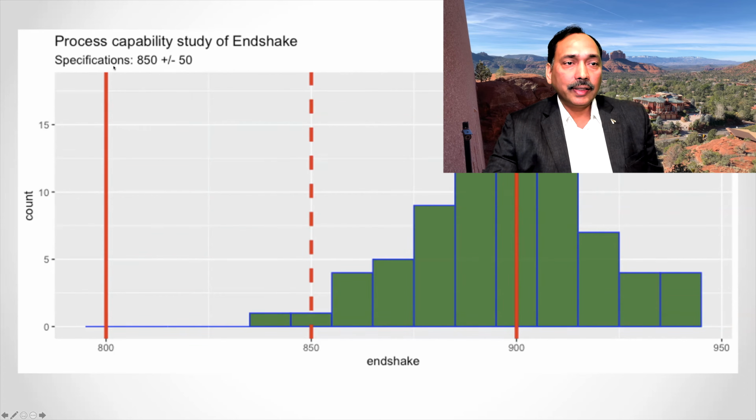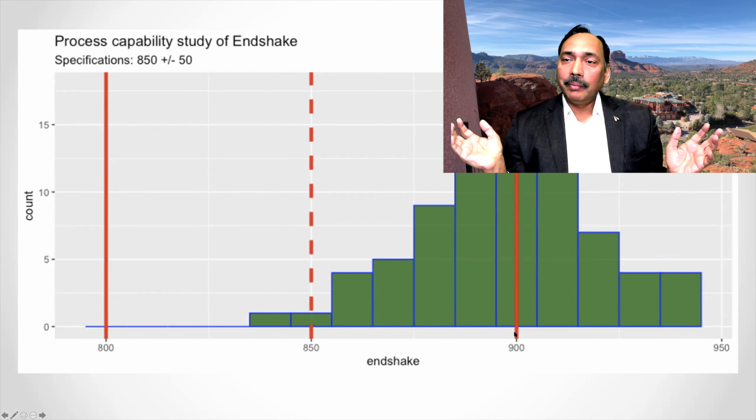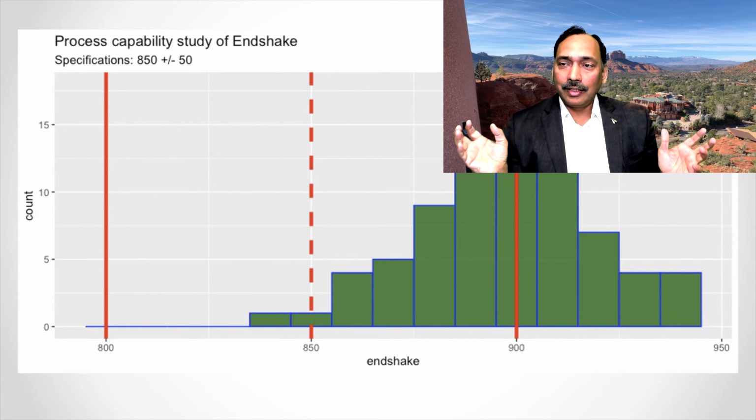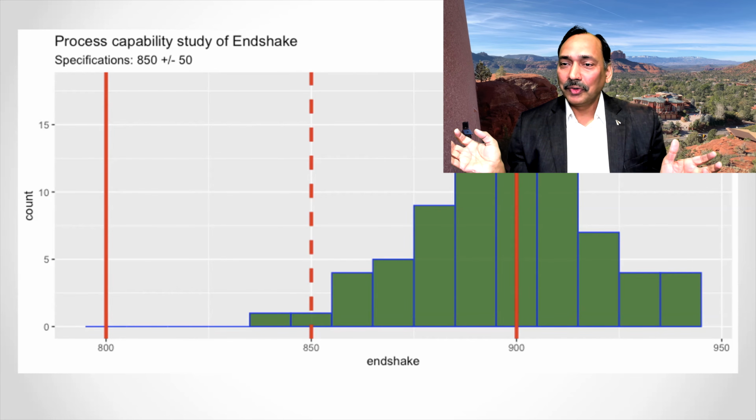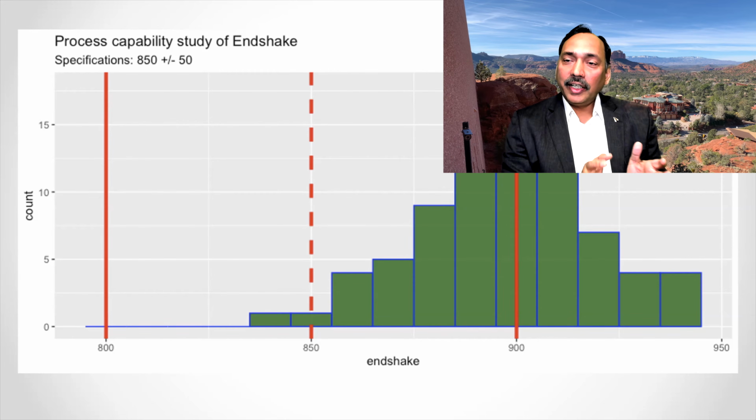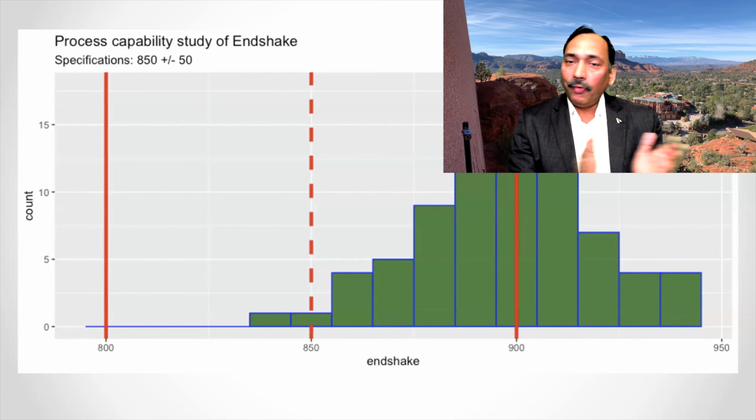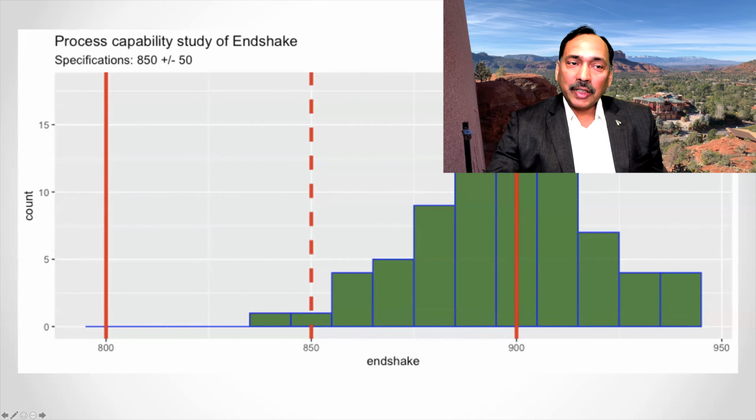Specifications are given, not only given, they are also actually drawn here. So this is the upper specification limit 900, and I have drawn them in red color because usually upper and lower limits are treated as danger marks for any manufacturing process. So the machine operator wants to be away from them but within the limits, and this is the midpoint, 850.